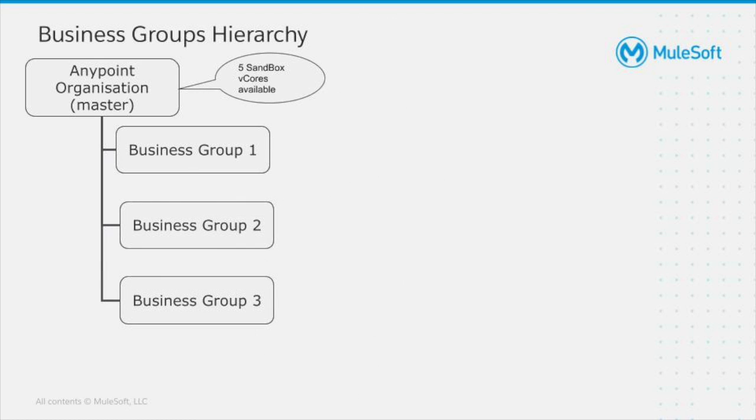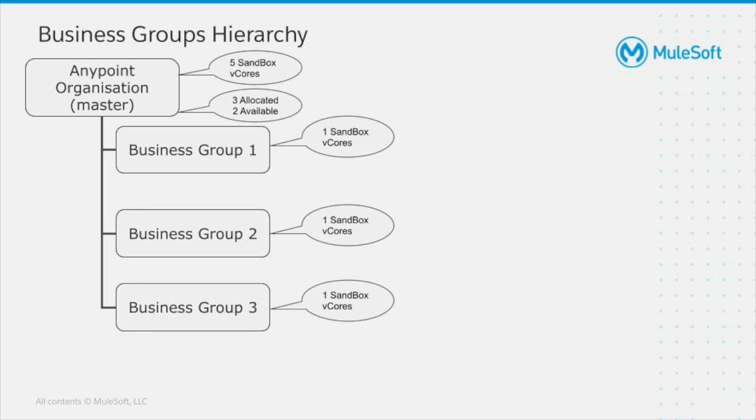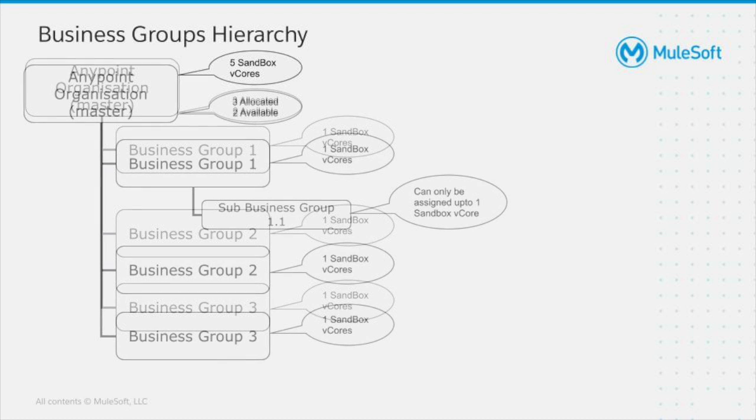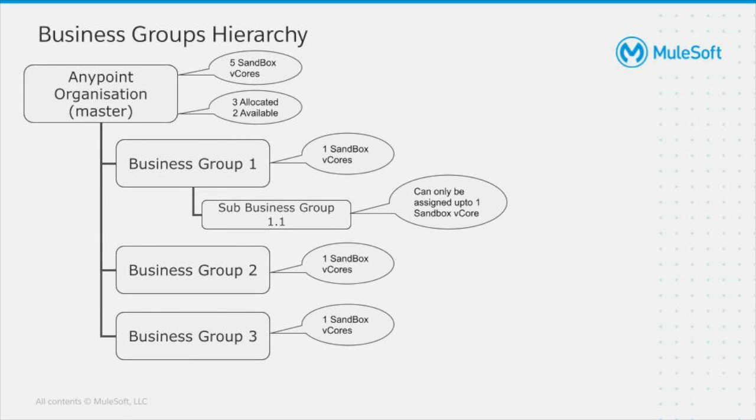For example, your organization has an entitlement of 5 sandbox vCores. You assign 1 sandbox vCore to 3 parent business groups. Later, you wanted to create a child business group for business group 1 and assign some vCores. But you can only assign up to 1 vCore. You cannot assign any unassigned vCores from the master organization directly unless you assign those vCores to the parent business group 1 before assigning to the child business group.